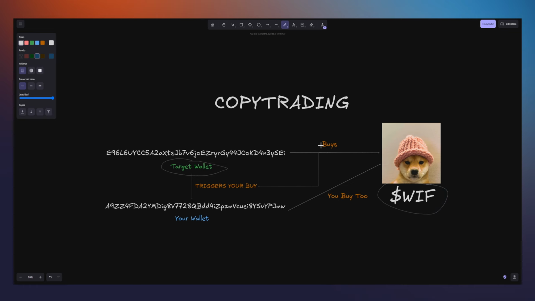If you're using a specific tool that we're going to introduce later on, this transaction is going to trigger your wallet transactions and therefore you're going to end up buying this token too. The whole point of copy trading is being as fast as possible. Therefore, let's have a quick look at the tools we're going to be using.